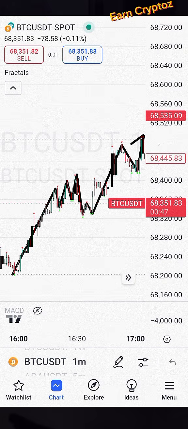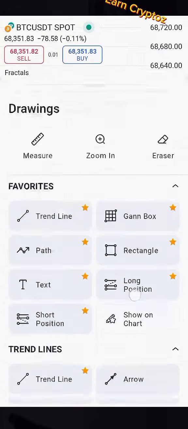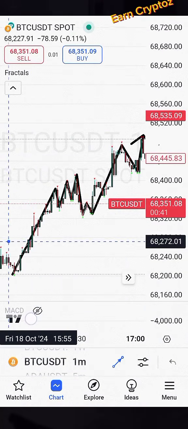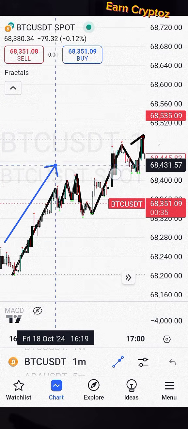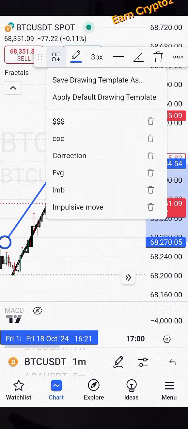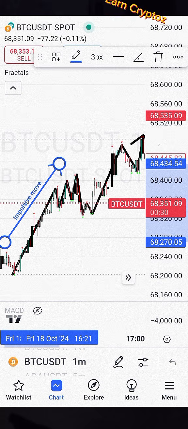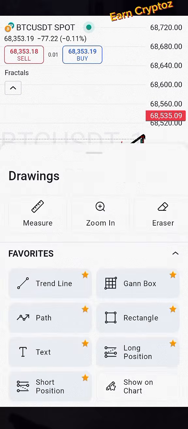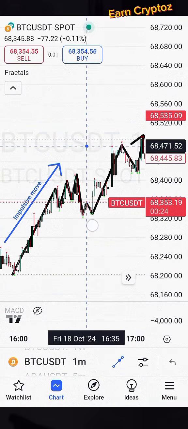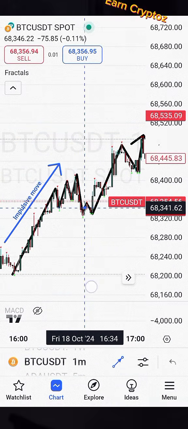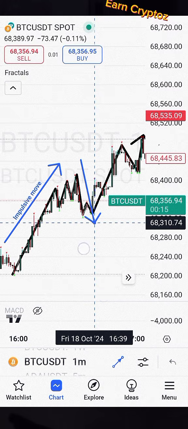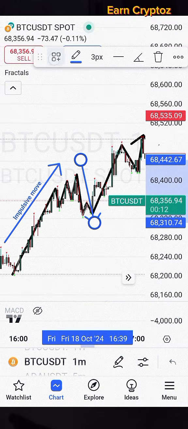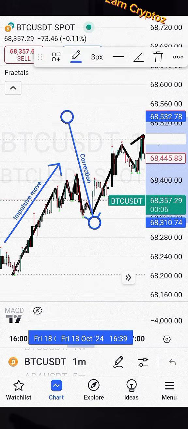So as you can see right here, first we had an impulsive move, right here. So that is the impulsive move. You could see the inducement. That's the last valid pullback. Then we saw another move that took out the inducement. Can you see? And that move is called correction. Right there. So that's a correction.